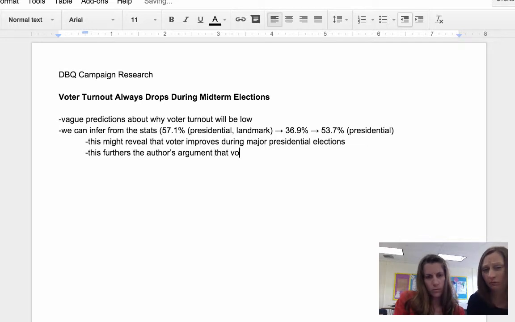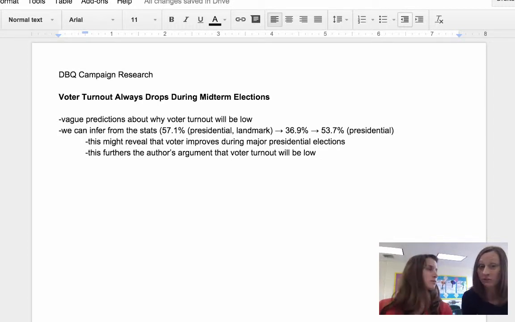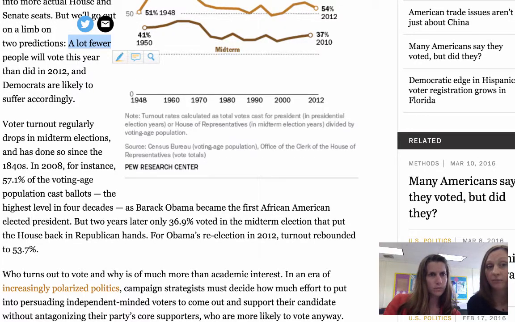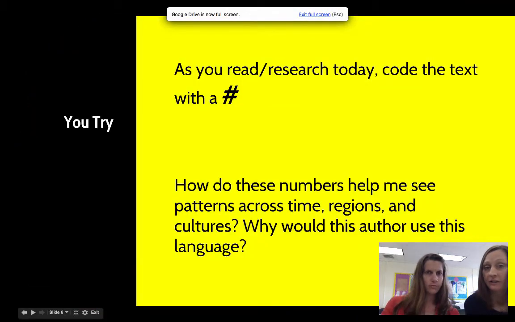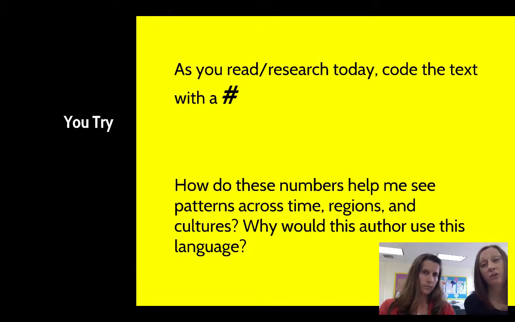So as we're reading through, we want to think, does he give a counter argument? Does he show the other side that shows it might not be true? Or is he only proving his one point that voter turnout's going to be low? And so those numbers help us arrive at that conclusion. All right, so I think you get the idea of this. As you read and research today, you can either code the text if it is a Google Doc, or you can also make up your own notes section on a Google document with a number sign, look at what the numbers are, record those numbers, but then also try to see how these numbers help you see patterns across time.